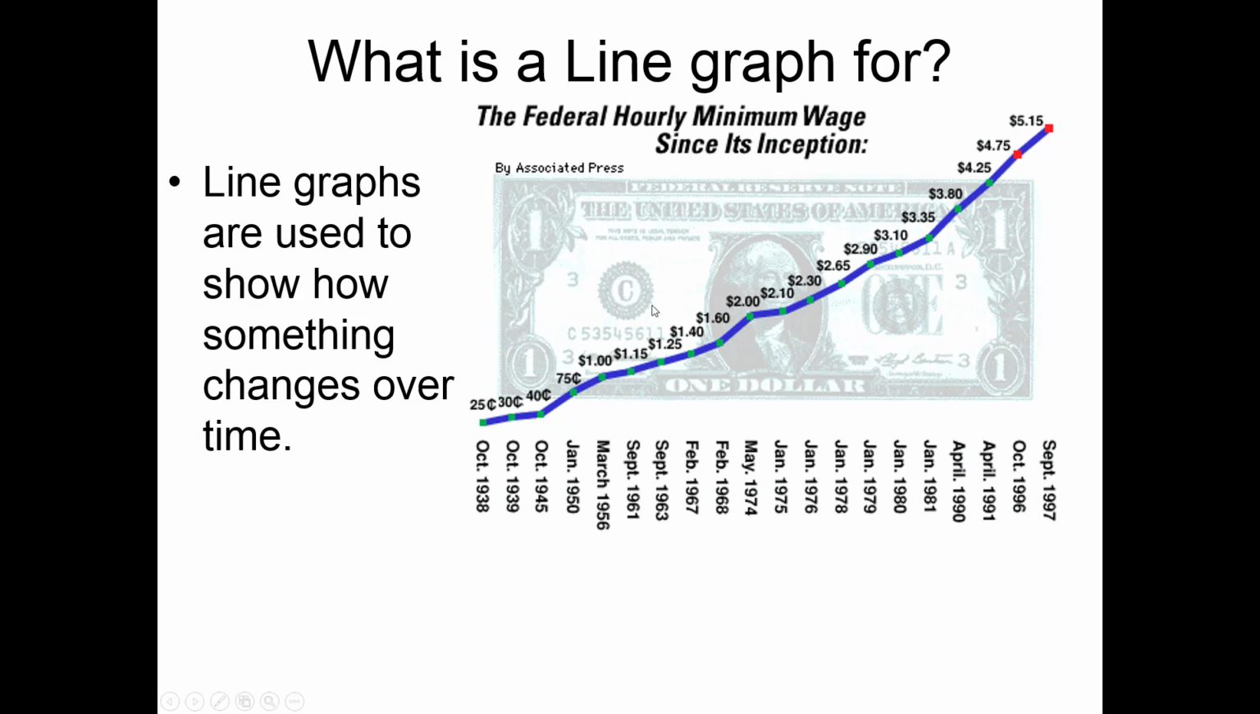Here, this is a graph of the minimum wage. When they started it in 1938, you could make 25 cents an hour, and that was the minimum, and everyone had to be paid that. You can see that over time it has increased, and the line graph helps us to visualize that change. This graph only stops in 1997, but it helps us to see the data. That's what a graph is for.